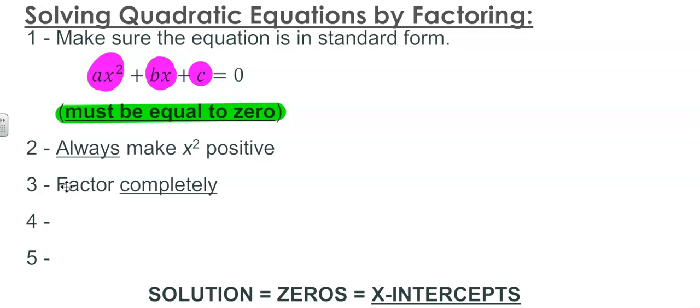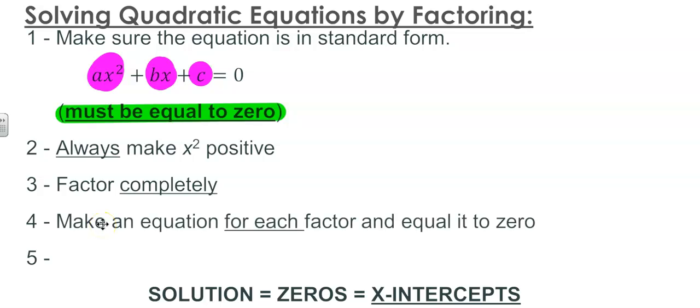Factor. That's either by GCF, or by easy factoring, what multiplies to C that adds to B, which I call double bubble, easy factoring. Or it could be when A is involved, when we have a leading coefficient, we're going to have to go through more steps to factor. The ways that I show it are using the box method or factor by grouping.